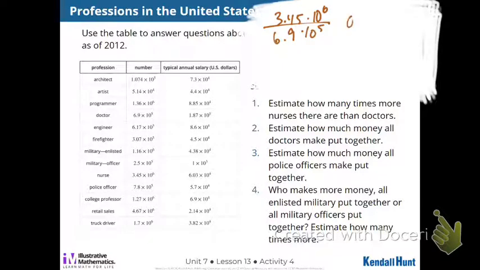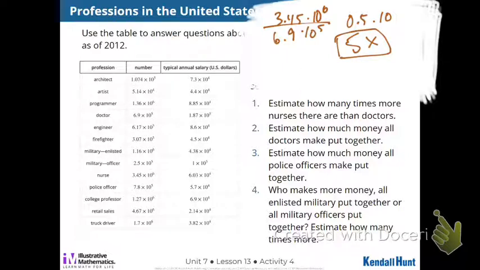Actually, I'm going to write that as 0.5 times 10. So what is this? 5x. 5 times the number of nurses as doctors. We go with that? So again, I did 3.5 and 7 to make that play nicer. That gave me 1/2 times 10. About 5 times as many.